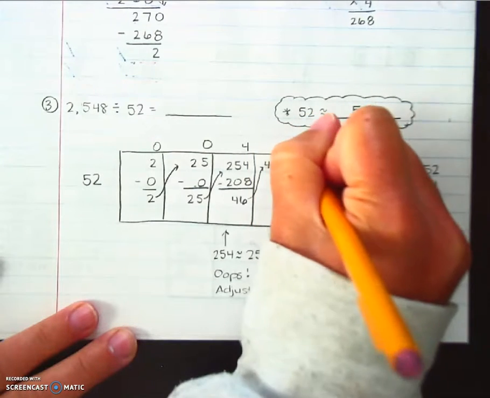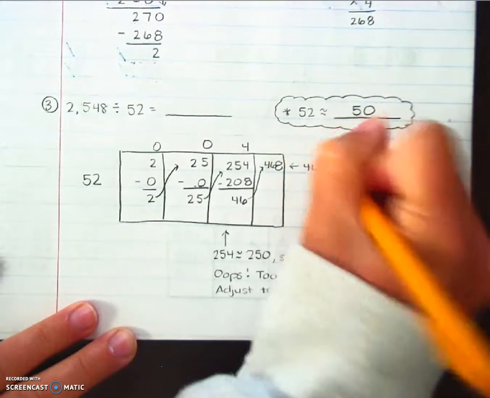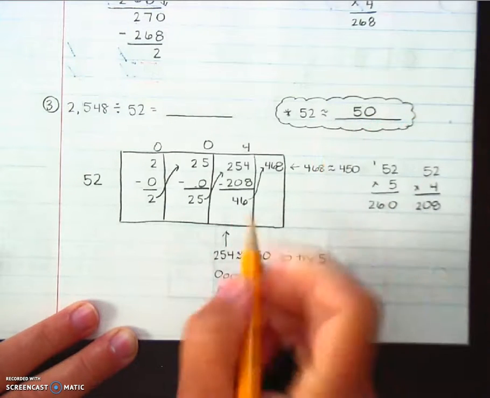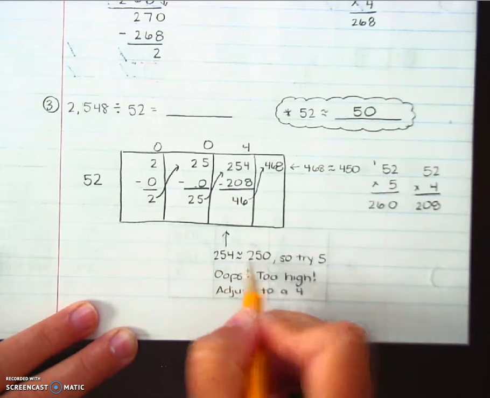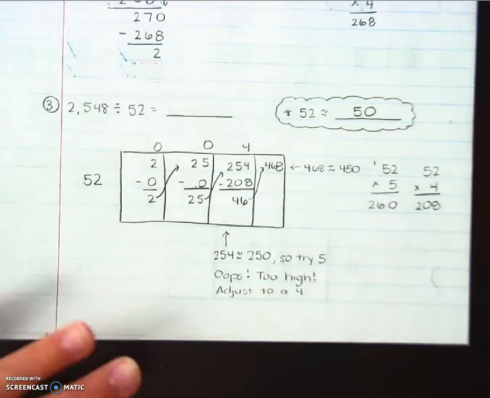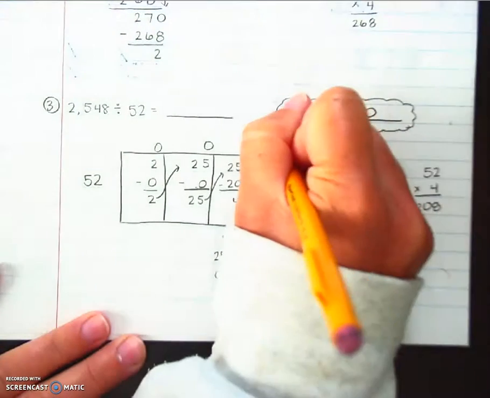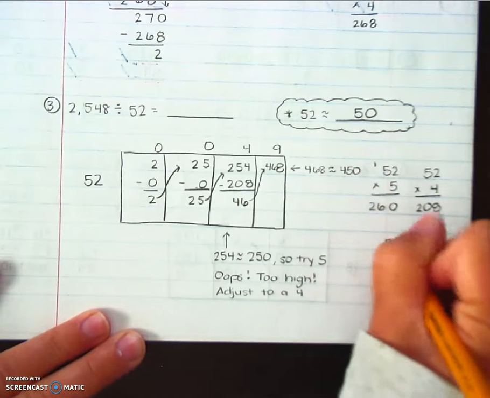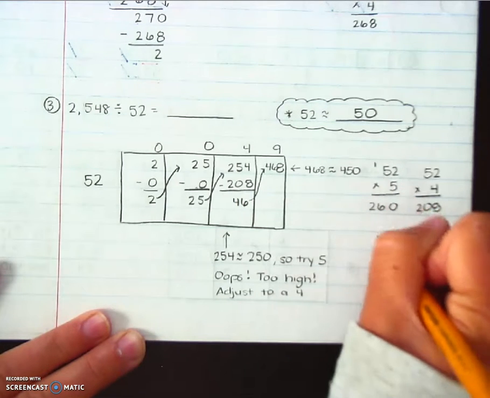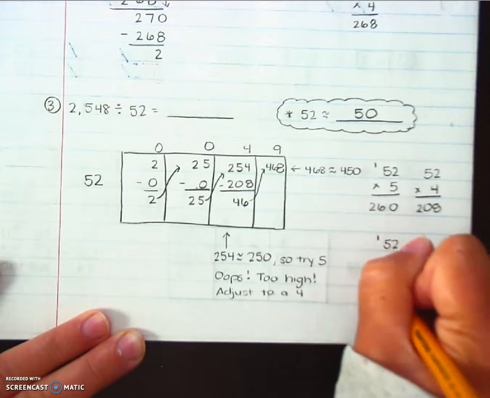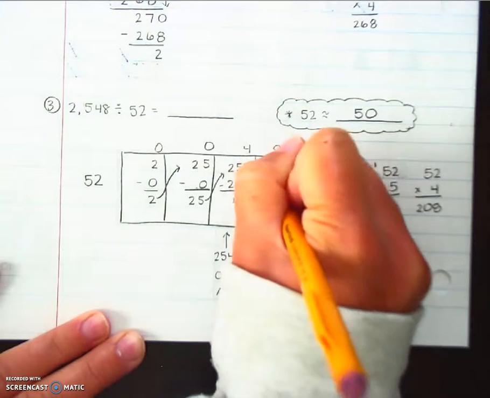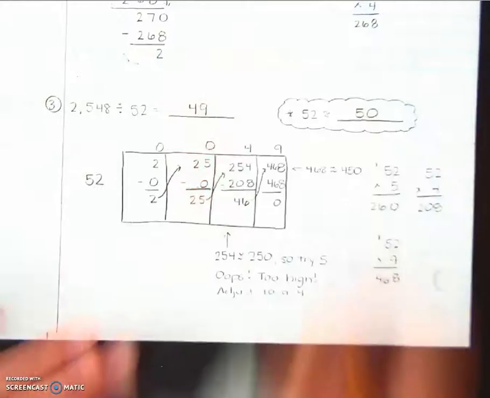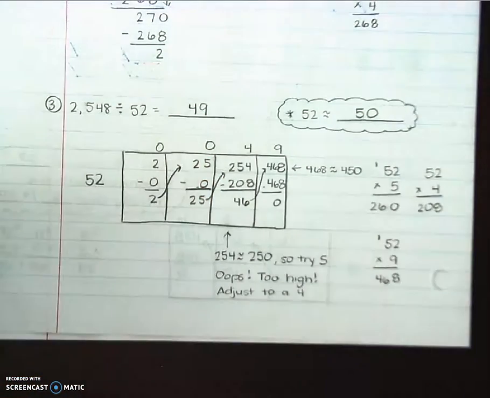468 is pretty close to 450. This time, I'm using what I knew down here and adjusting lower. So I'm going to try multiplying by 9. 52 times 9. 9 times 2 is 18. 9 times 5 is 45, plus 1 is 46, and look at that, it's exactly 468. Subtract, I'm left with 0. This time I don't have a remainder. My final answer is going to be 49.